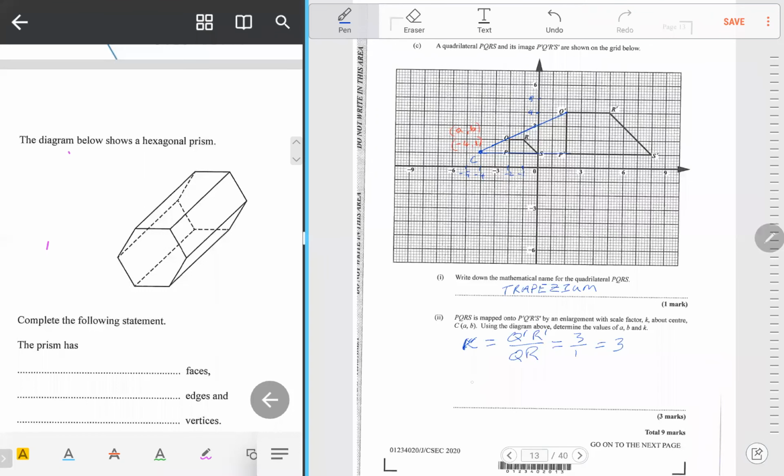All right, and then C is the point (A, B), which based on our construction is (negative 4, 1), and therefore A equals negative 4 and B equals 1. So I've given the values for K, A, and B.